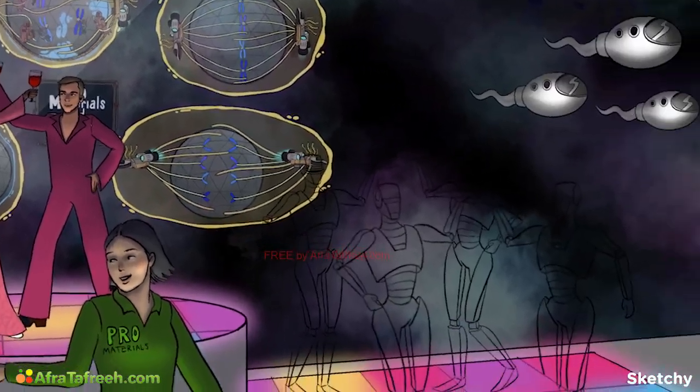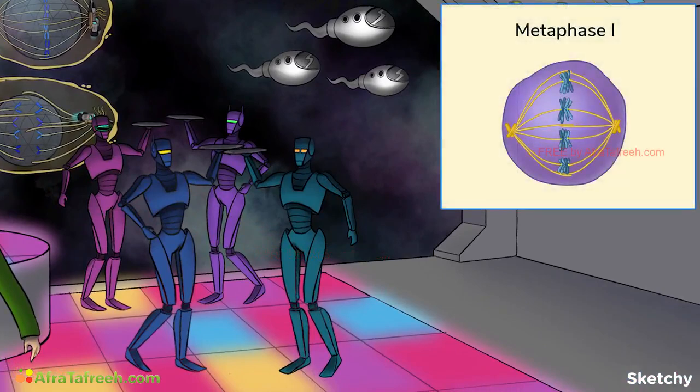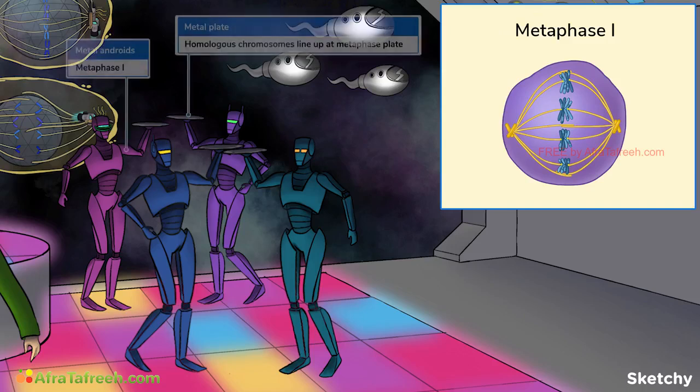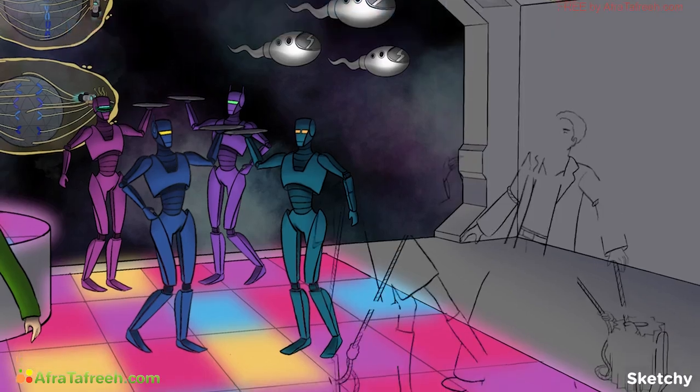All right, so now we've reached metaphase 1. In metaphase 1, spindle fibers attach to the homologous chromosomes and align them near the center at the metaphase plate. This is represented by the metal androids holding metal plates, with a glaring lack of adult beverages, I might add. Who programmed these things? Moving on.